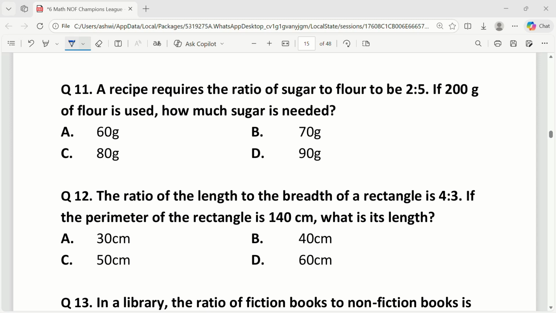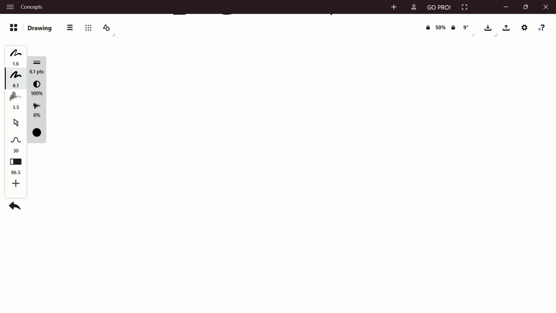Question 11. A recipe requires the ratio of sugar to flour to be 2:5. If 200 grams of flour is used, how much sugar is needed? The ratio of sugar to flour is 2:5. The amount of flour is 200 grams. The ratio can be expressed as a fraction, that is sugar upon flour is equal to 0.5.